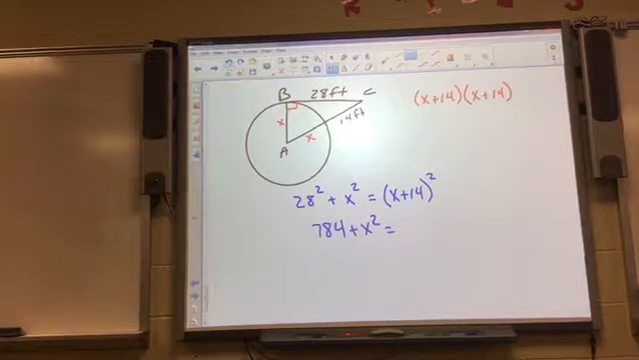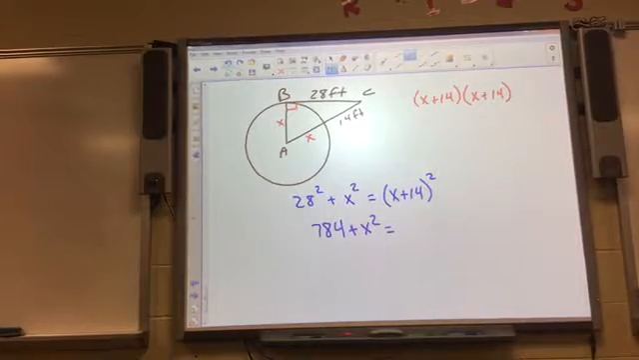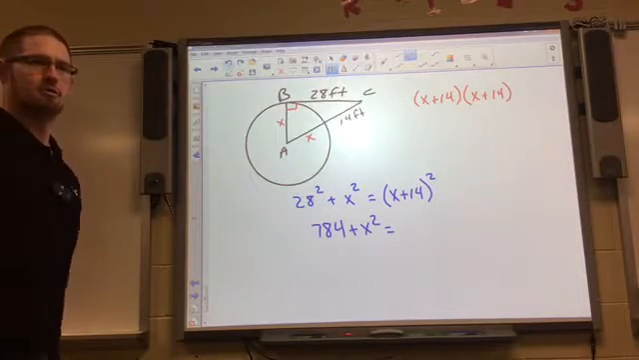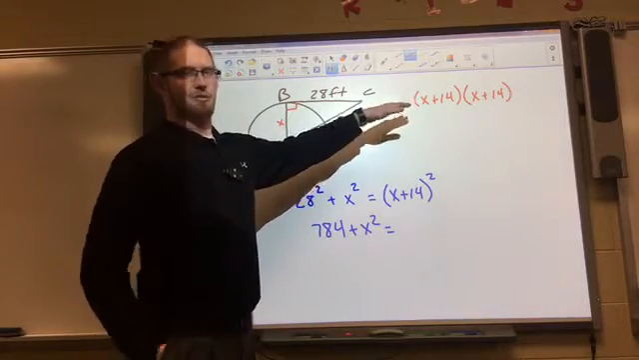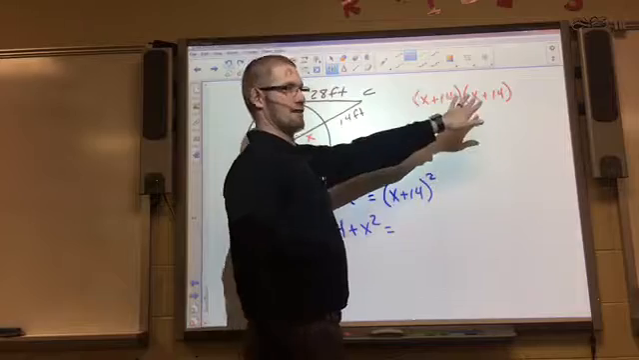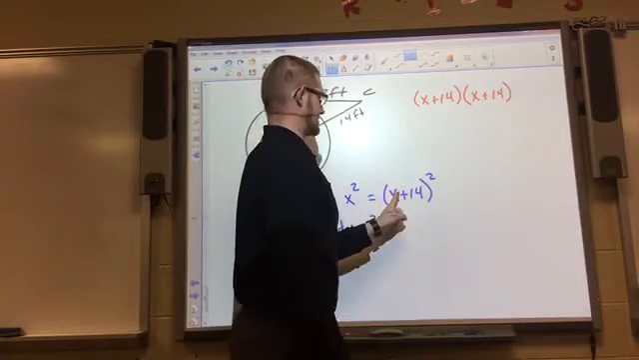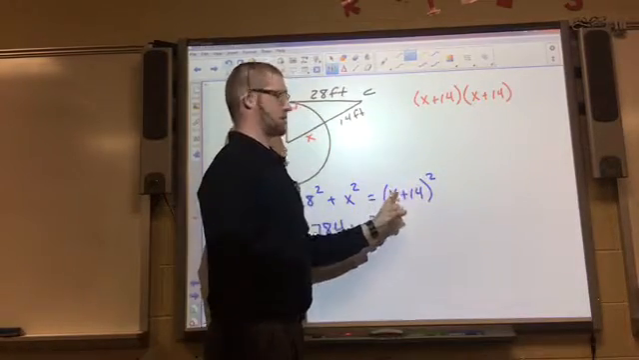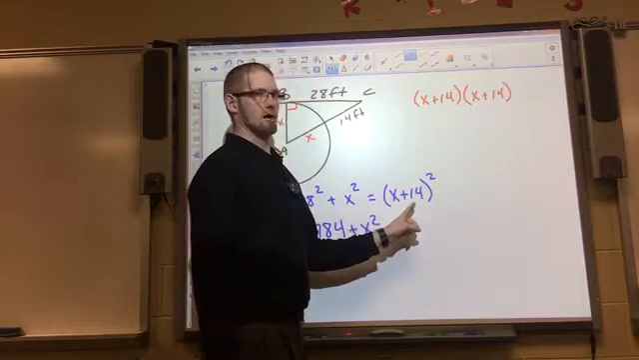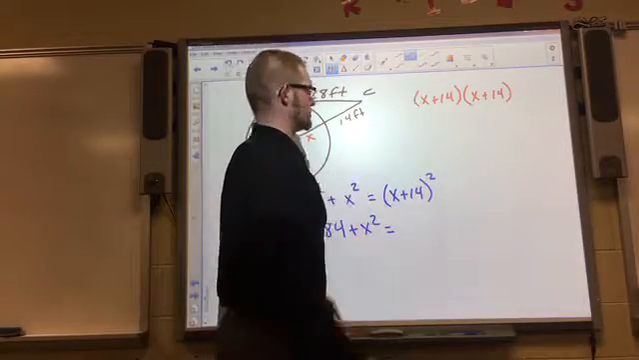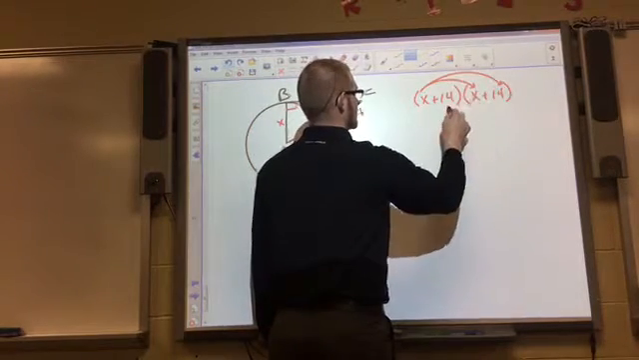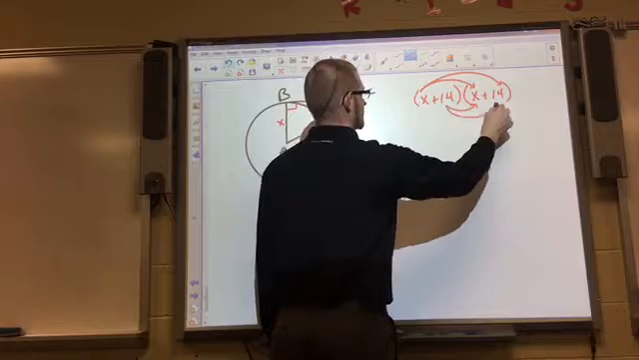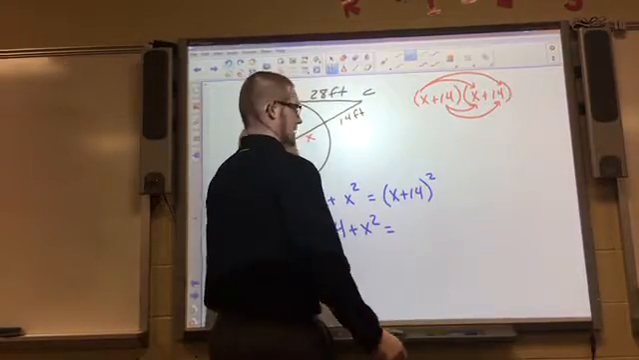Foil. I think the exact words of a student in first period is, you got to use that foil garbage. You can call it what you want. You may think it's garbage, I don't know, but you have to use it here. Because this is not x squared plus 14 squared. That's not what that is. You do have to FOIL. So you do first, outer, inner, last, right?